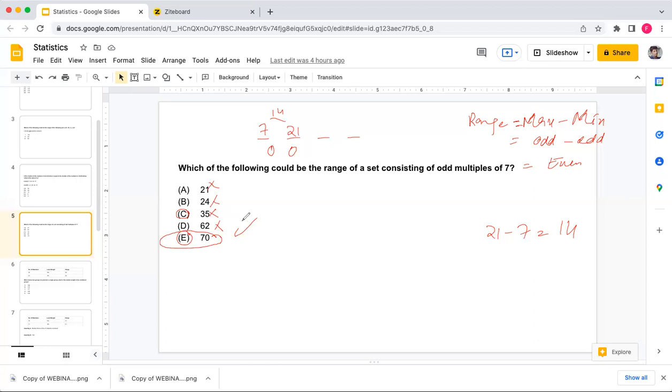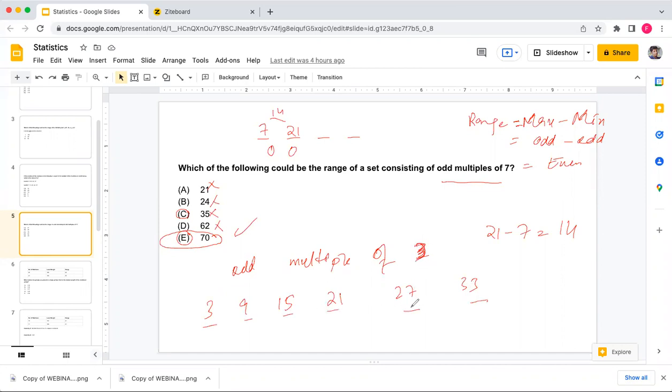Shall I move forward now? Yes, yes. What do you mean by odd multiples? To make things a bit easier, for example, consider odd multiples of 2. No, not 2, because all become even. Odd multiples of 3, for example. That will be 3, 9, 15, 21, 27, 33.